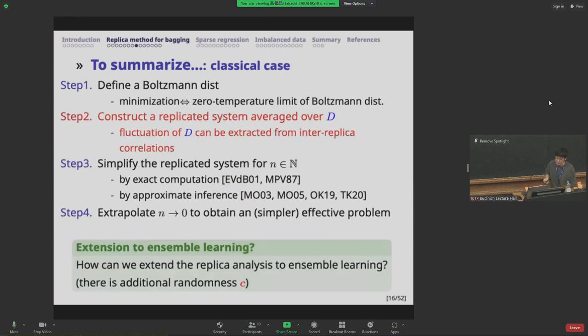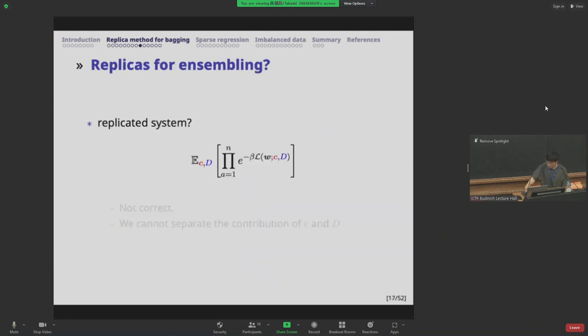How can we extend this analysis to bagging? Obviously, the key point is the second step. Because in the classical case, there is only one source of randomness, the obtained dataset. But in the case of bagging, there are two kinds of randomness, C and D. One naive way, maybe, is to consider this kind of replicated system: just replicate the randomized Boltzmann factor, and then average over C and also D. But this is not correct. We cannot separate the contribution of C and D from this replicated system.